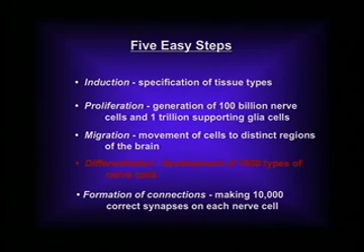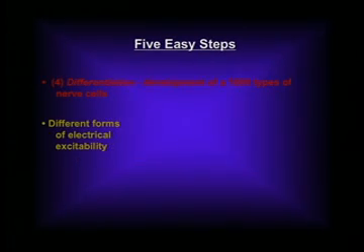Well, this brings us to the fourth of our 5 easy steps, the differentiation of neurons, the development of these many different types of nerve cells. Here, one of the key features of early embryonic development in the nervous system has been the appearance of different forms of electrical excitability, the ability to generate and to propagate electrical signals.